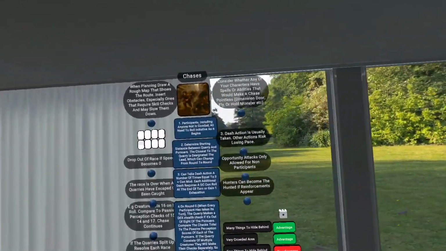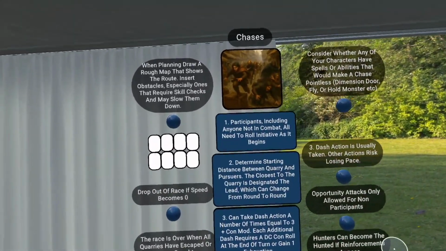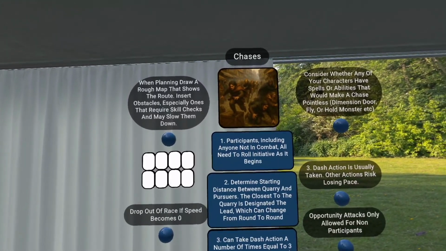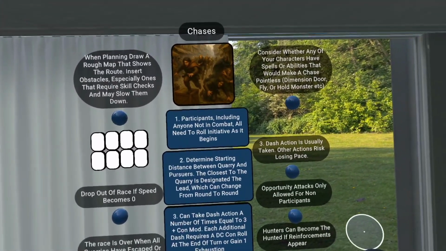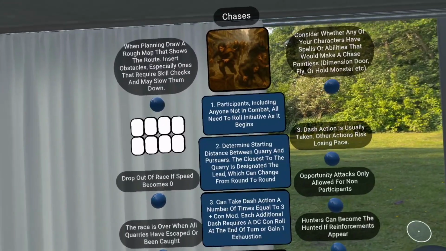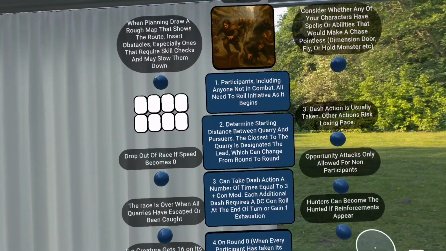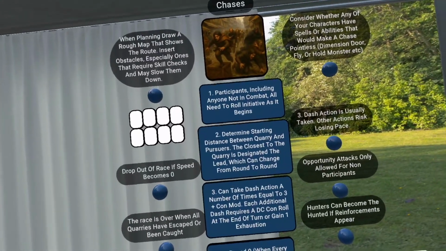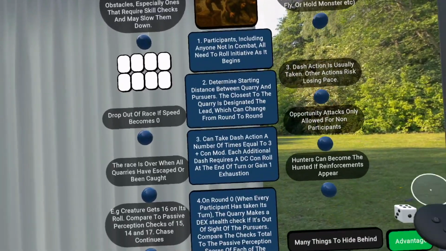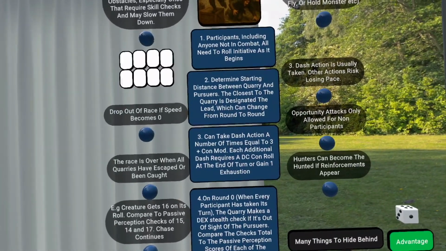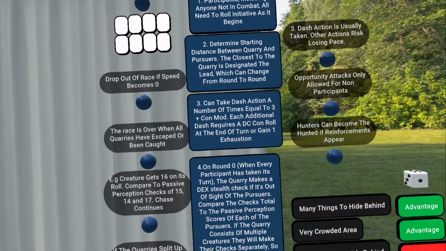Cool, so that is combat. Over here we've got chases. Just giving you the rules here for chases, the basics that you have to go through, one step at a time. Participants, including anyone not in combat, will need to roll initiative. Determine the starting distance between the quarry and the pursuers.